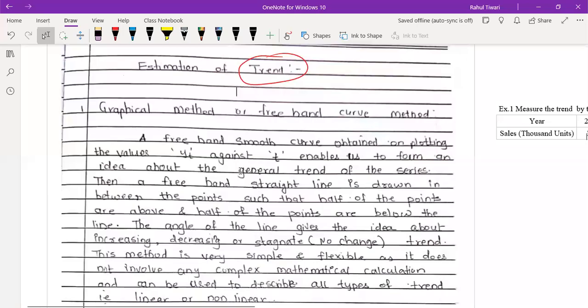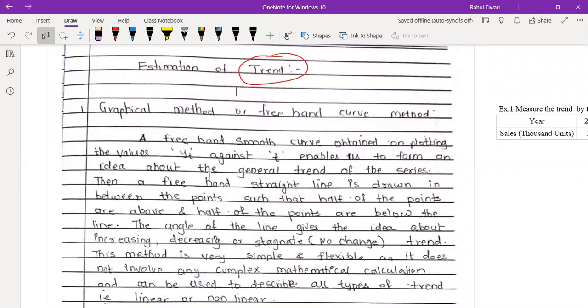Okay. So I was discussing the graphical method, or I will say it is the freehand curve method. Both mean the same. From the name itself, we can understand it's a graphical method or freehand curve method. If you remember, in semester one I think, I don't remember, you have two methods, the freehand curve method and what is the next method? Anyone remember? Frequency polygon. Yeah, frequency polygon. So there are two methods I have taught you. The same method we are going to use again here.